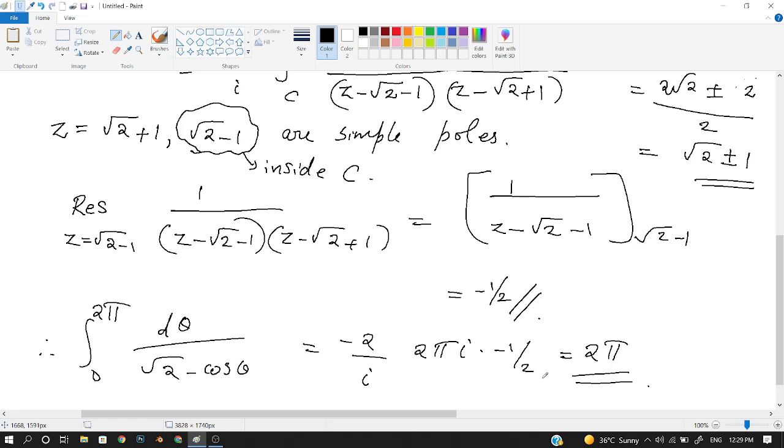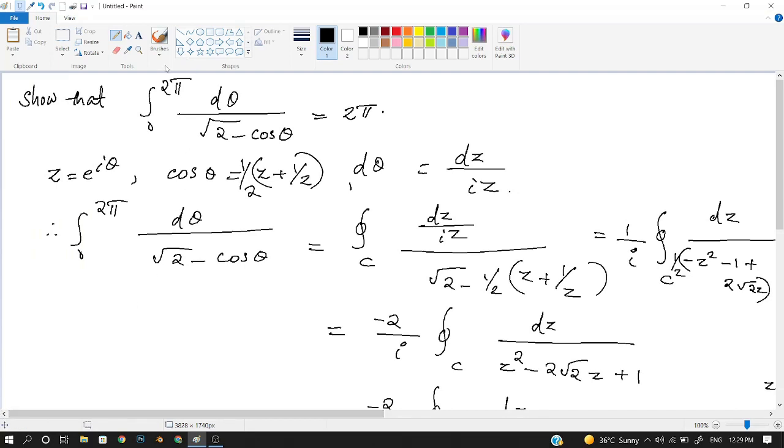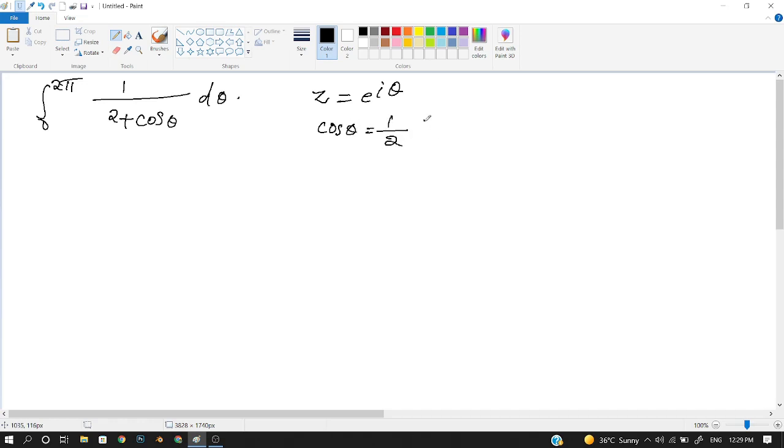Now let us move to another problem of similar type. The next question is evaluate integral 0 to 2 pi 1 by 2 plus cos theta d theta. Here also the function is of cos theta. Now here we can use the following substitutions: z is equal to e raised to i theta, cos theta equal to half z plus 1 by z, and d theta equal to dz divided by iz.